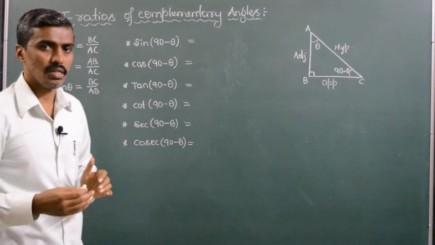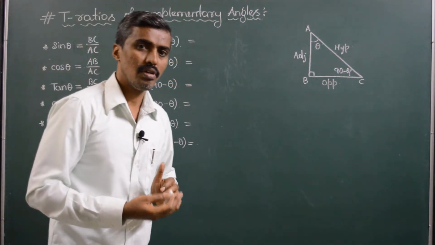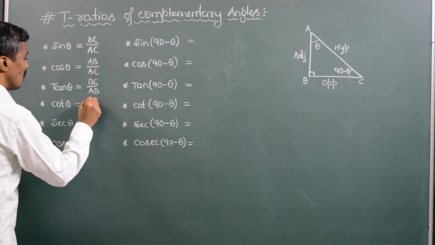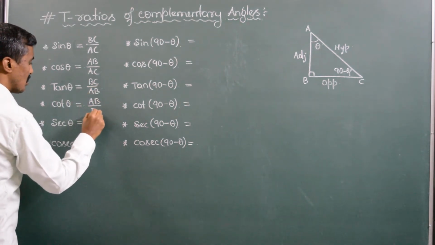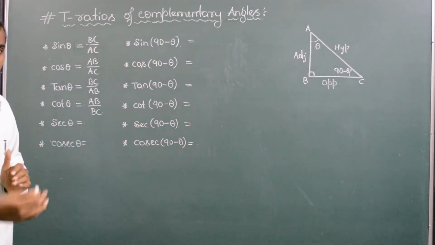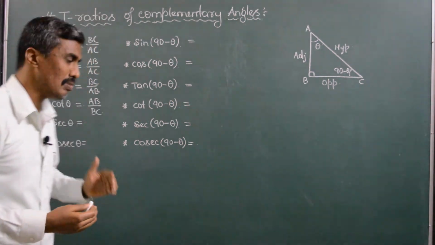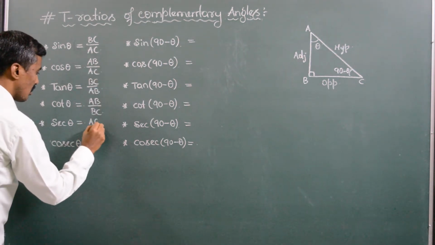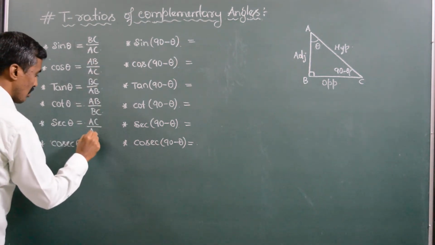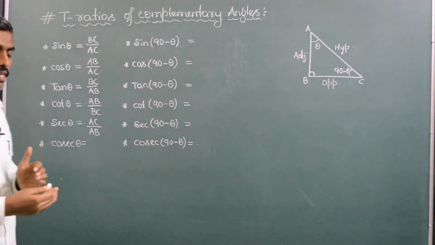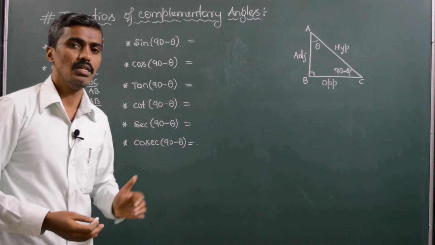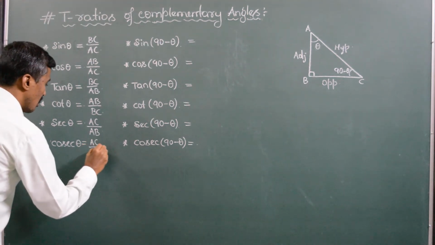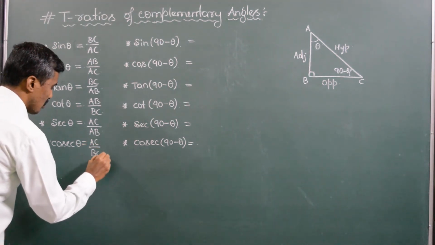Next, cot theta. Cot theta is the reciprocal of tan theta. So tan theta is BC by AB, therefore cot theta is AB by BC. Next, secant theta. Secant theta is the reciprocal of cos theta. So cos theta is AB by AC, therefore secant theta is AC by AB. Next, cosecant theta is the reciprocal of sin theta. So sin theta is BC by AC, then cosecant theta is AC by BC.